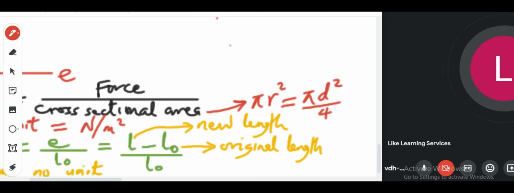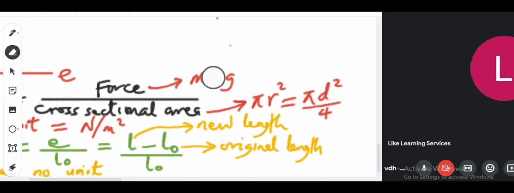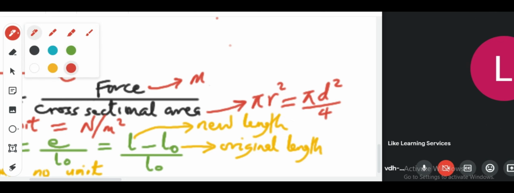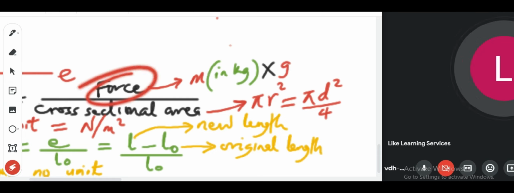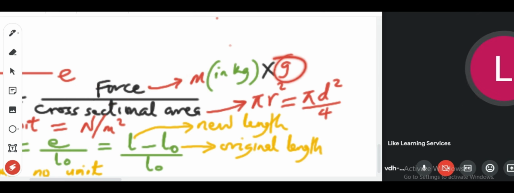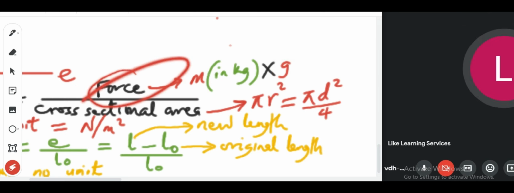And for the force, we can multiply the mass in kilogram times g, where g is the gravitational field strength, because the force is the weight, so the mass times g will give us the weight.